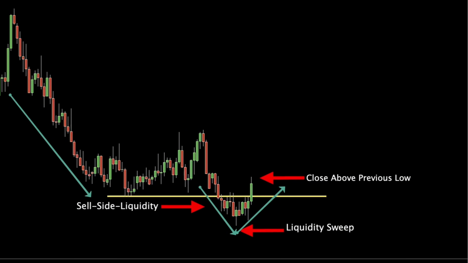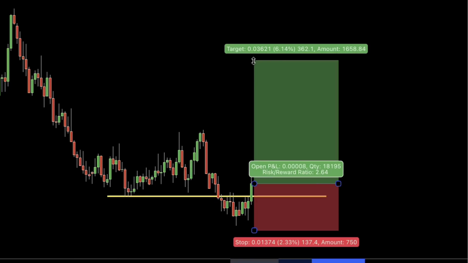Now that you understand what liquidity is and how it works, let me share with you 3 powerful liquidity patterns used by market makers. These patterns will help you spot where smart money is operating and how you can take advantage of these opportunities in your trading.